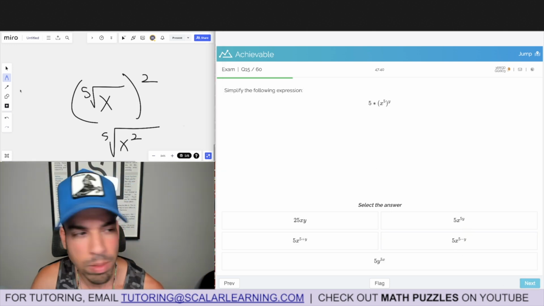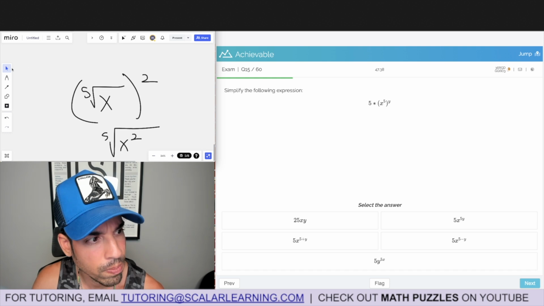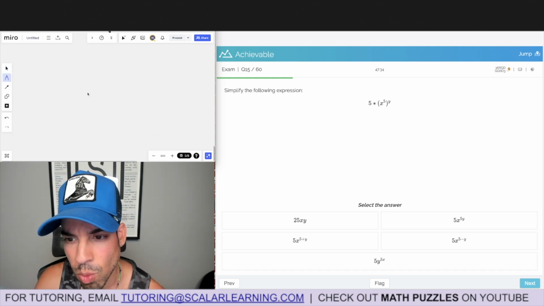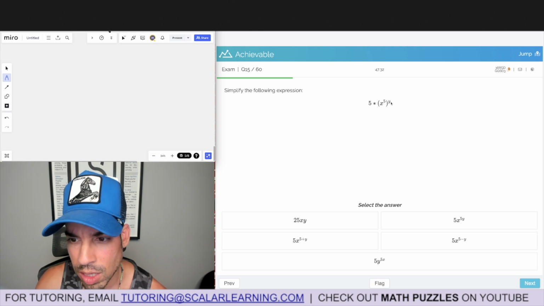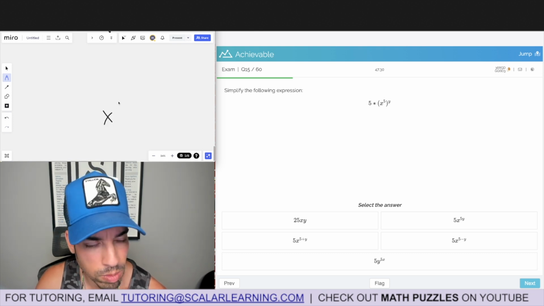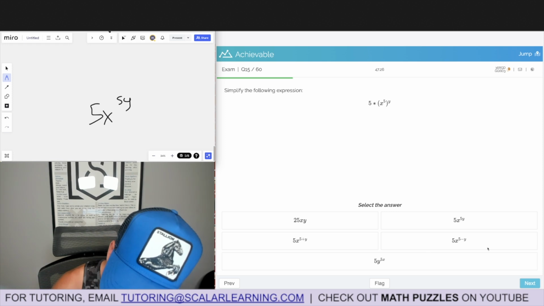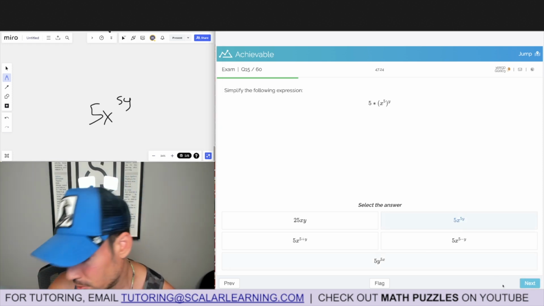Okay, next, simplify the following expression. Here we go. We got 5 times x to the fifth y. So let's simplify a little bit. With this, we multiply those exponents, so it becomes x to the 5y. That's what I would say with a floating exponent. And then times 5, 5x to the 5y. There's the winner, boom, done. Okay.